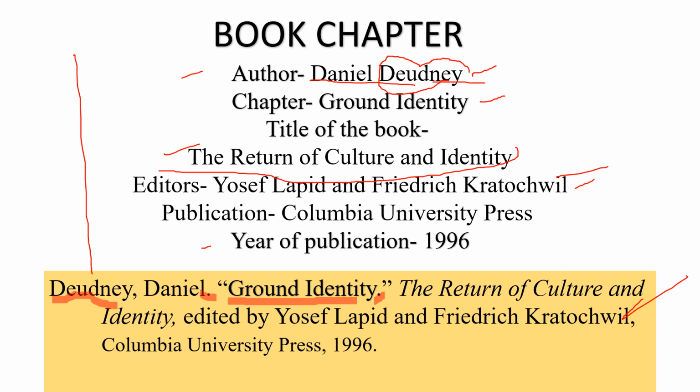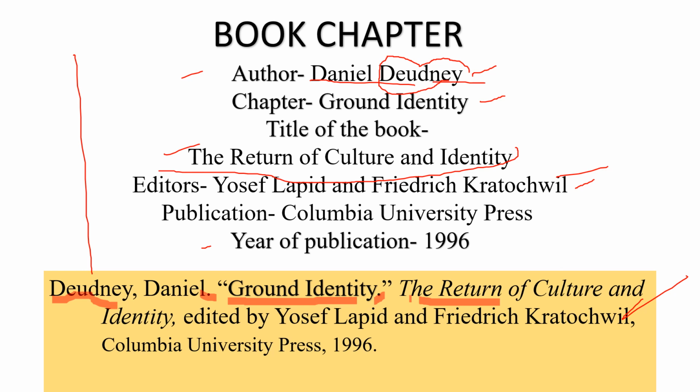You have to keep in mind this one, that the full stop is to be given, then after the full stop, the final inverted comma is to be put. Then The Return of the Culture and Identity, this section is written in italics. Why? Because this is the title of the book.